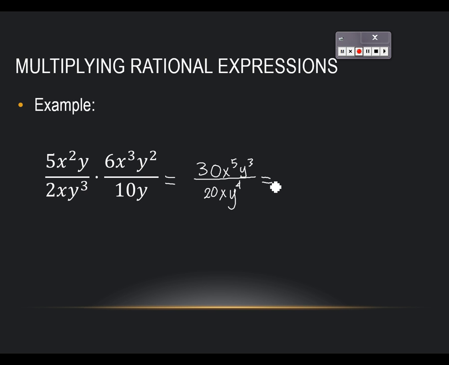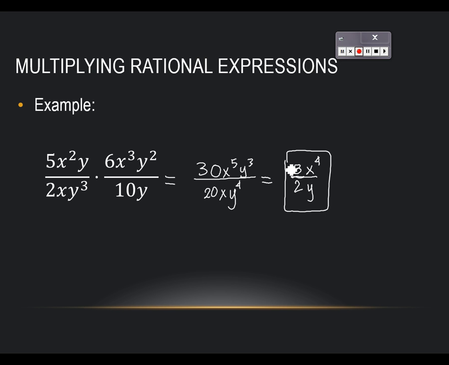Yeah. And this is the fun part, you want to start canceling things out. What do you see? Haven't we done a problem like this before, earlier in this semester even? We cancel some stuff out. What do we get, 30 and 20? We could reduce that to 3 and 2. X to the 5th over X is x to the 4th, just on top. And what about y to the 3rd and y to the 4th on the bottom? It'll be just y to the 1st on the bottom, right?